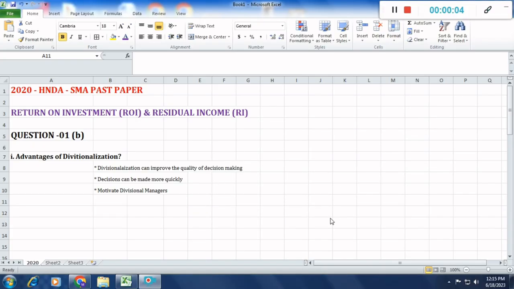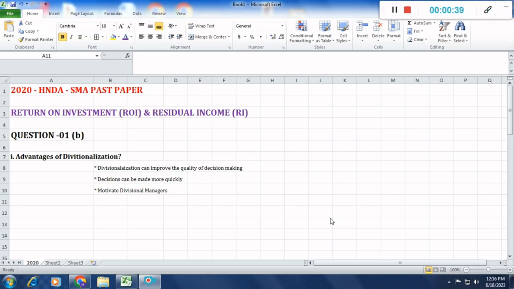B part of the first question. Most of the public companies prefer divisionalization of their operations in order to manage effectively and improve performance. The first is: explain the advantages of divisionalization. First advantage, divisionalization can improve the quality of decision making. So decision making is improved by divisionalization.